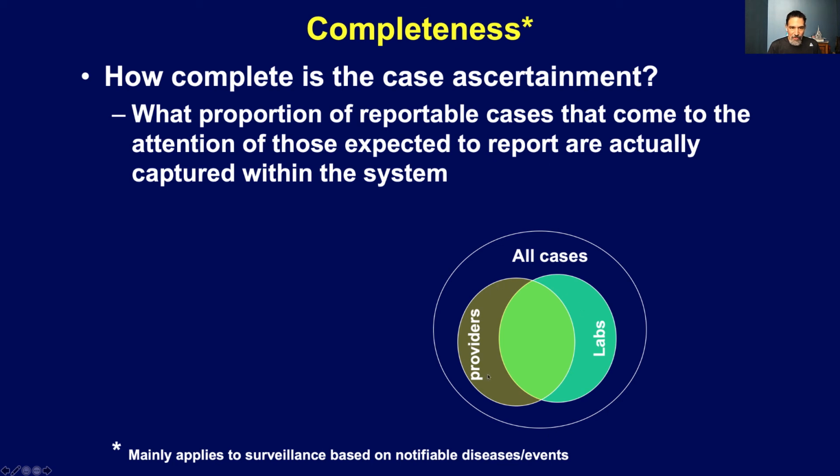And you can see here, you can even further distinguish it. These are the cases that are reported by providers. These are the cases that are reported by labs. And of course, there's some overlap between the two. But you can also begin to get a sense here of how provider and laboratory reporting can not only report complementary kinds of information, but also complement each other in enhancing the completeness of case ascertainment.